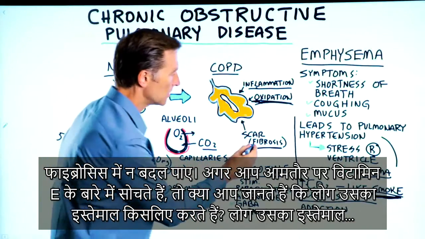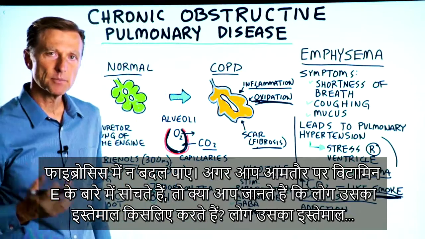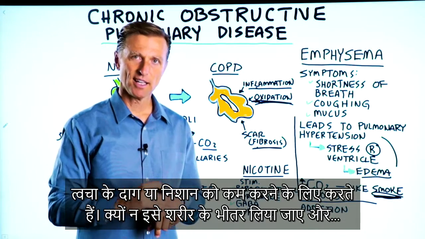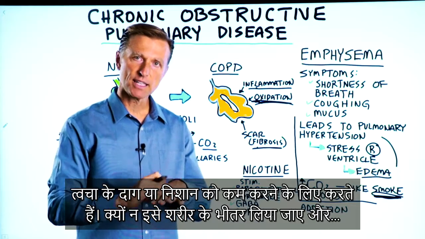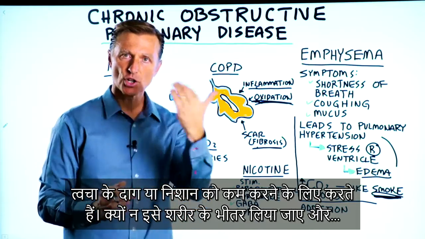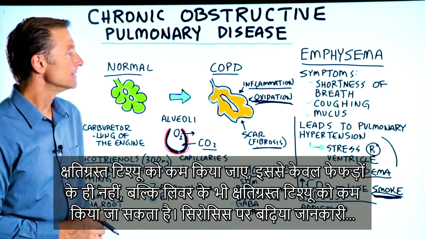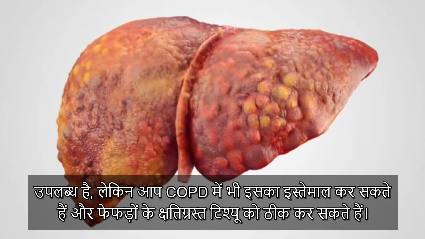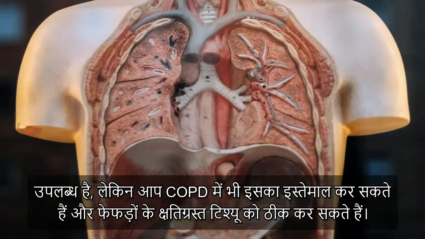So the goal with tocotrienols is to stop the oxidation and inflammation so it doesn't turn into fibrosis. But if you think about vitamin E in general, what do people use it for? They use it for scarring, right? So you're reducing scar on the skin. Well, why not just take it internally to reduce scarring too? Not just in your lungs, but also in the liver. There's some great data on cirrhosis, but you can also use it on COPD to help break down some of the scarring in the lungs.